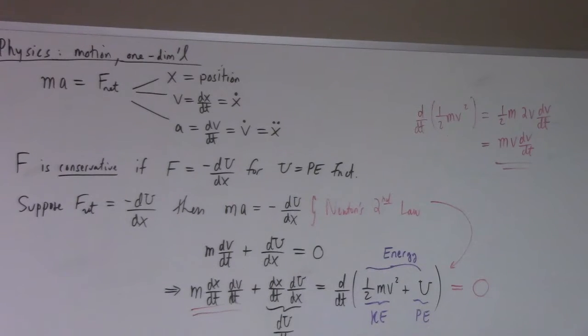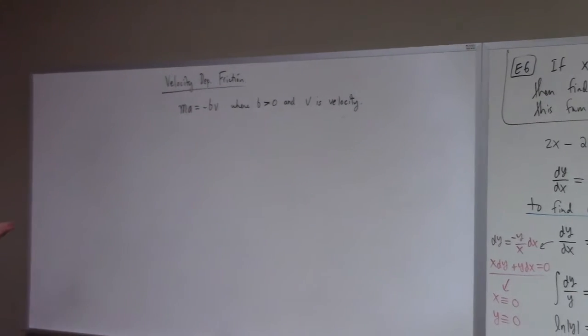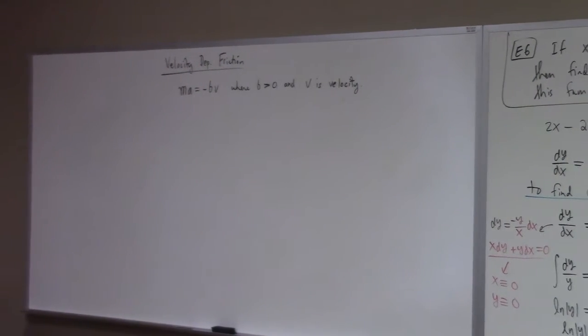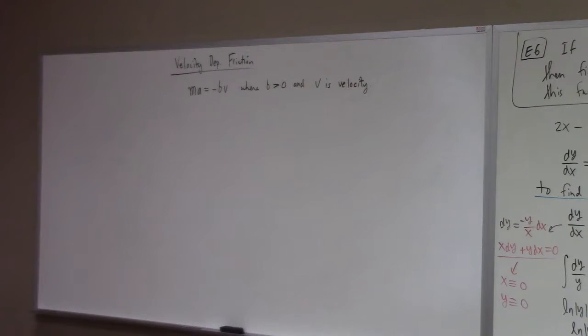So here, we'll look at ma equal to, just to get started, minus bv, where b is greater than 0 and v is velocity, all right? Again, we're thinking about one-dimensional motion. So this is very much not a conservative problem, right? I mean, energy is not going to be constant in this problem at all. The net force, is the net force a function of position? Can we write it as the derivative of some potential energy function? No. It's not the case, all right?